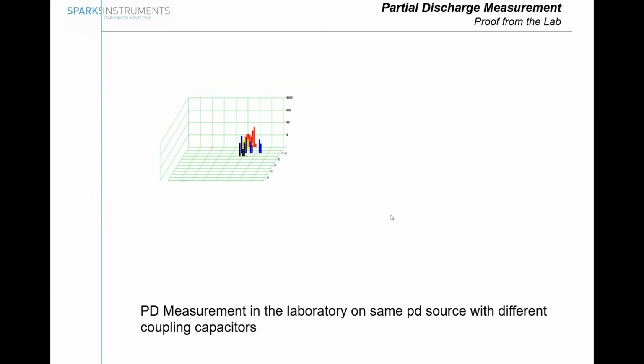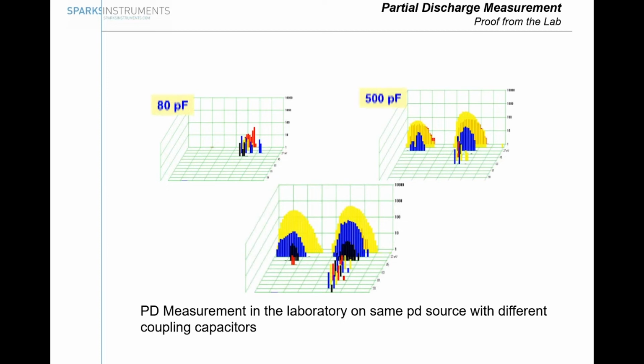Then some results in regards to the sensitivity. So we use the same sensitivity on the instrument, just changing the coupling capacitors, as a measurement in the laboratory. 80 picofarad gave a very small signal. With 1000 picofarad, you can see a very large signal. So the same PD source, just using a different coupling capacitor, will directly give you a higher result.